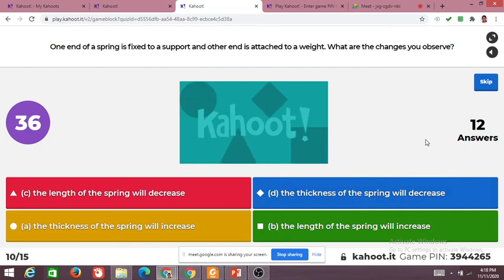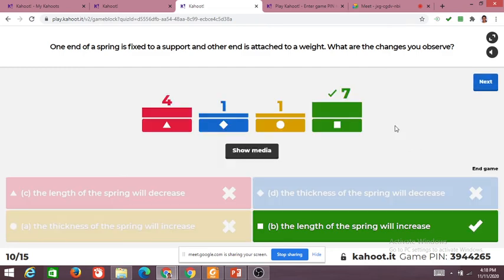Okay, I have got 11 answers. I think one more two answers. Yeah, I got all the answers. Seven of you have answered it correctly. The length of the spring will increase.